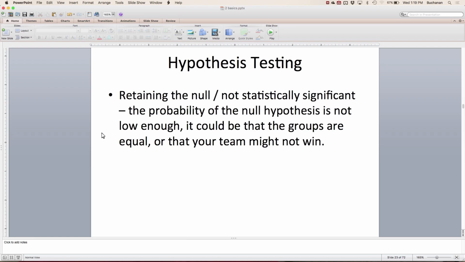Or the way politics work. Right? So they never actually say that something is not true. Like, well, it's just not supported.